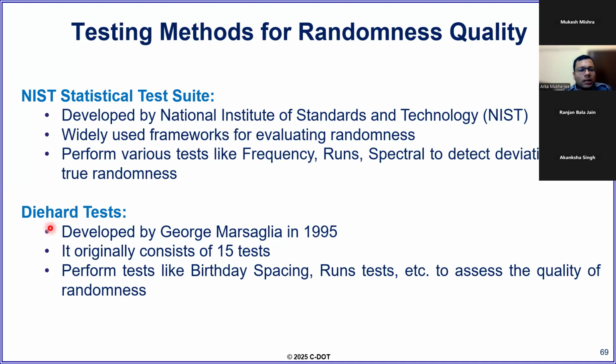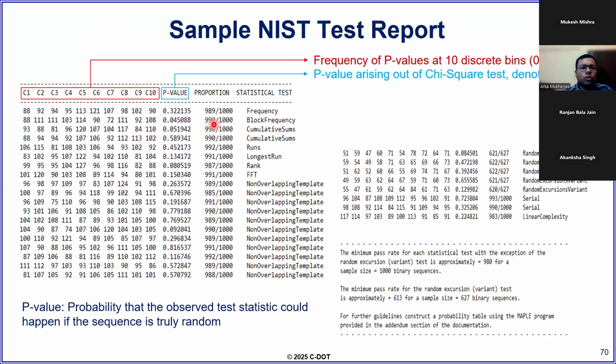Then another test is called the Diehard test. It was developed by George Marsaglia in 1995. It also consists of some tests, but it is the NIST test that is most widely used nowadays for validating the QRNG. And if you do the testing, you will come up with a report like this.